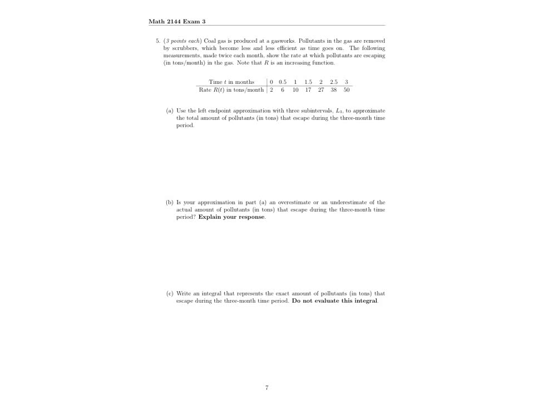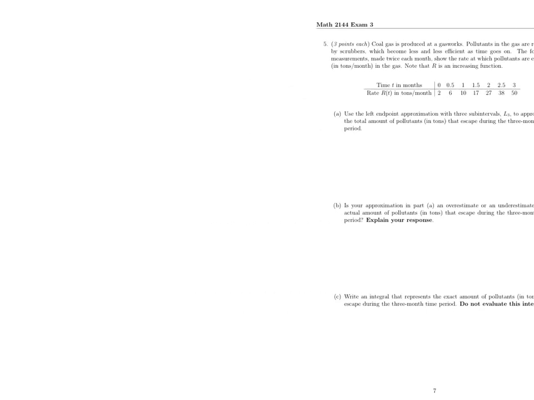The next one says coal gas is produced at gas works. Pollutants are removed by scrubbers, which become less and less efficient as time goes on. The following measurements show the rate at which pollutants are escaping in the gas. Note that R is an increasing function.